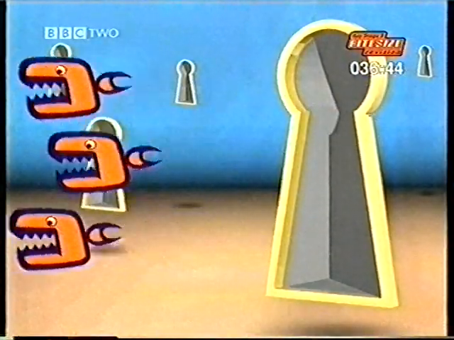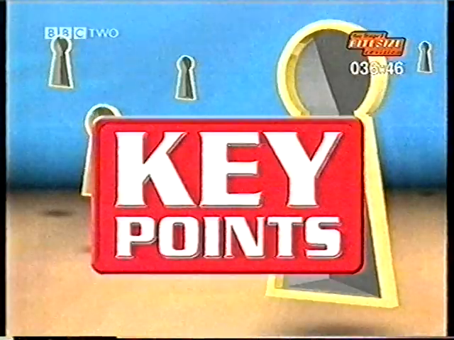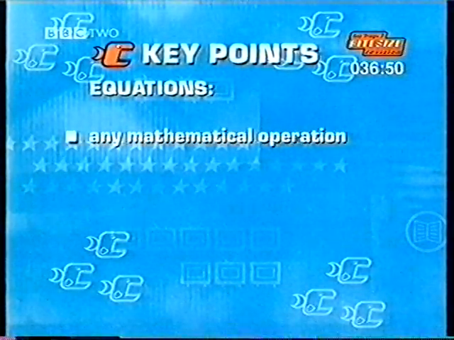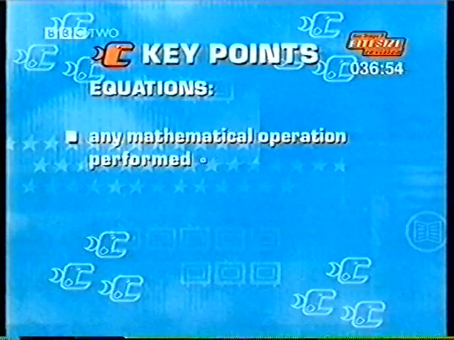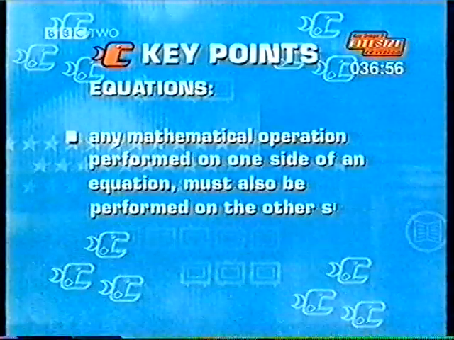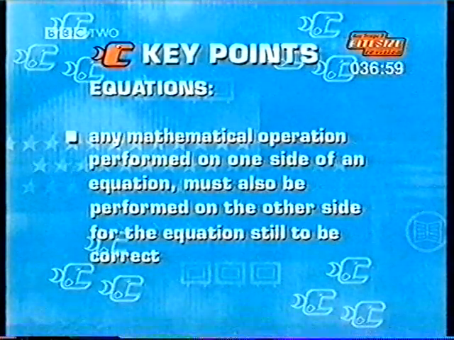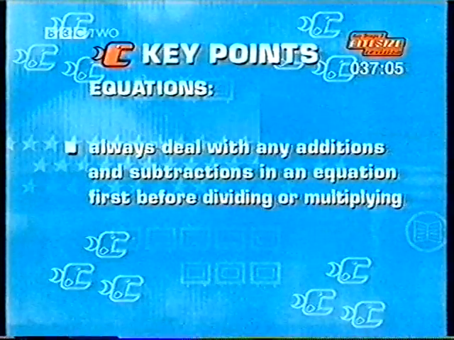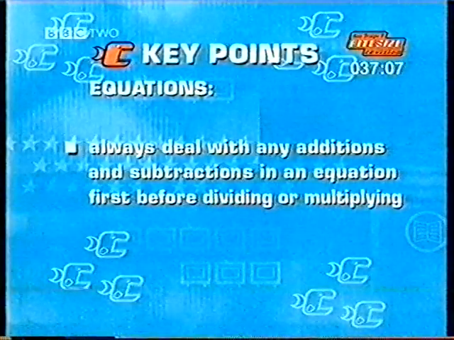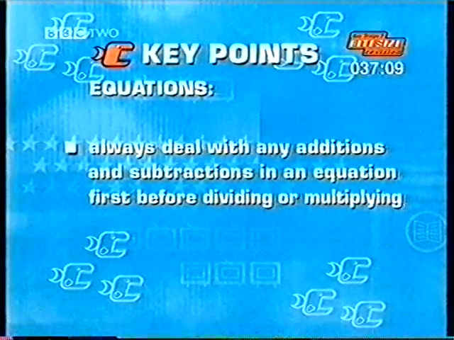OK, now for some key points. Any mathematical operation that's addition, subtraction, multiplication or division performed on one side of an equation must also be performed on the other side of the equation for it still to be correct. Always deal with any additions and subtractions in equations first, then move on to dividing or multiplying.